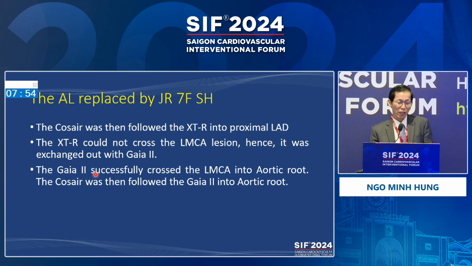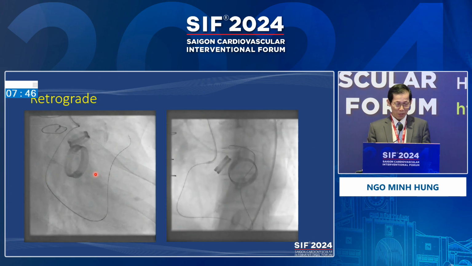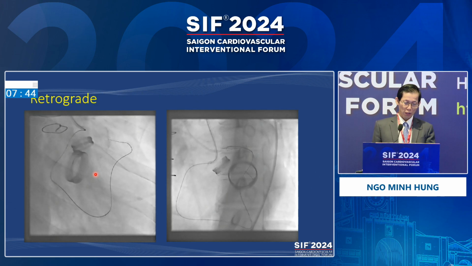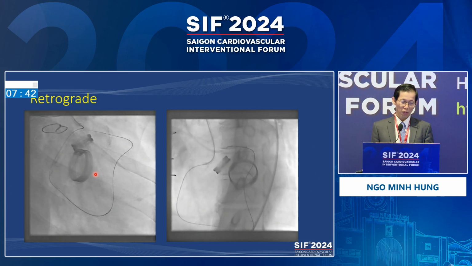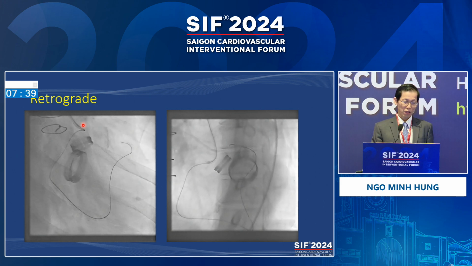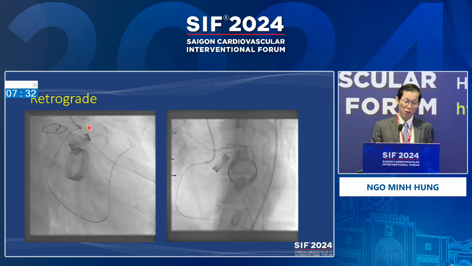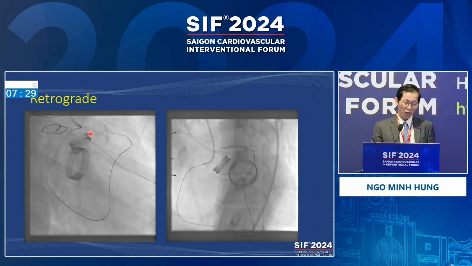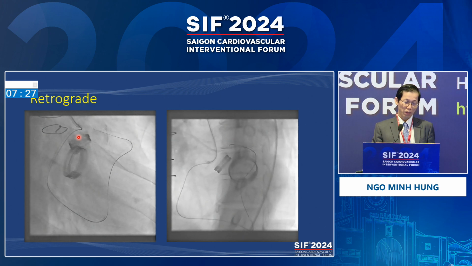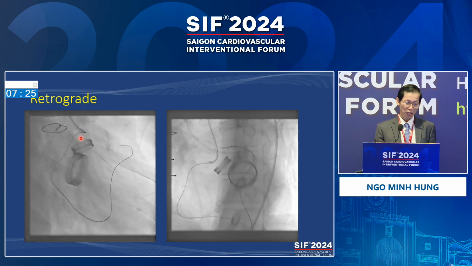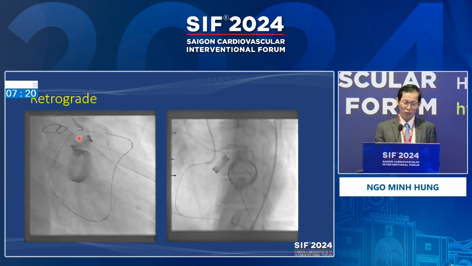And after crossing to the left side, I change to the Gaia 1 and then Gaia 2nd in order to poke the left main. Okay, so you can see here is the very long way from the RCA. Now is the JR 6 French guiding catheter, and it has to stay away from the valve and just around the aortic root in order to avoid the guiding sitting on the aortic valve, again in order to make the patient feel comfortable and still lie flat for us to do the intervention.